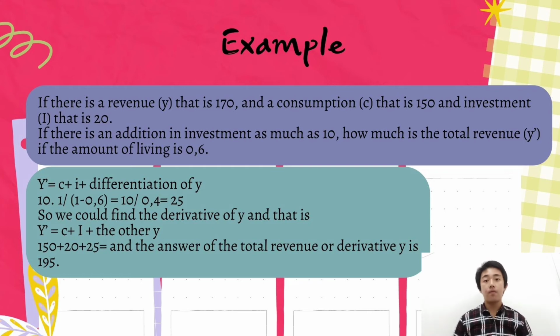So we need to find the change in Y, and this is the new Y equals C plus I plus the change in Y. To find the change in Y, we need the change in I times 1 by 1 minus the MPC. So it is 10 times 1 by 1 minus 0.6, equals 10 by 0.4, and that is 25. So we could find the new Y, which is C plus I plus the additional Y. So it is 150 plus 20 plus 25. And the answer of the total revenue Y is 195.